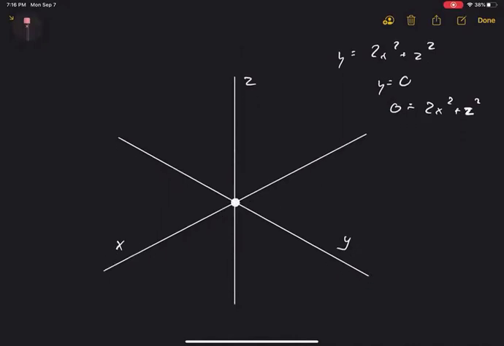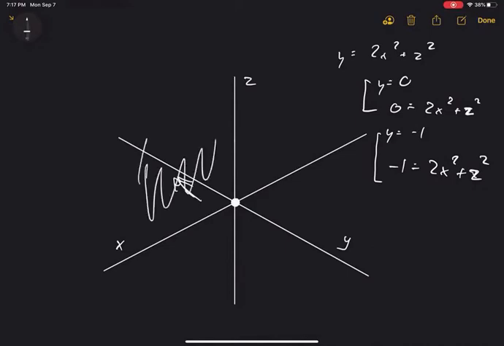Okay, what about if y equals -1? So this is one curve, one trace. Can we have -1 equals 2x squared plus z squared? No, this is never true, right? This is a negative number, and these are both positive numbers. So going this way, my curve doesn't even exist. It doesn't exist in this back half of my 3-dimensional space.